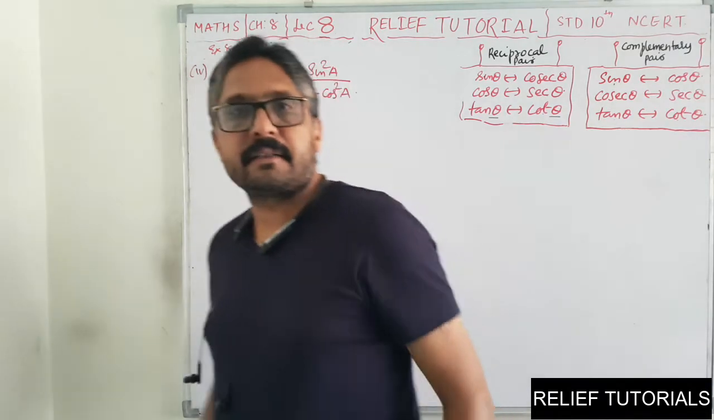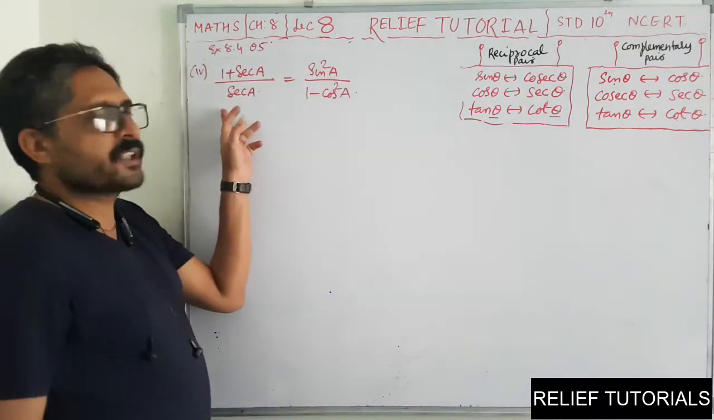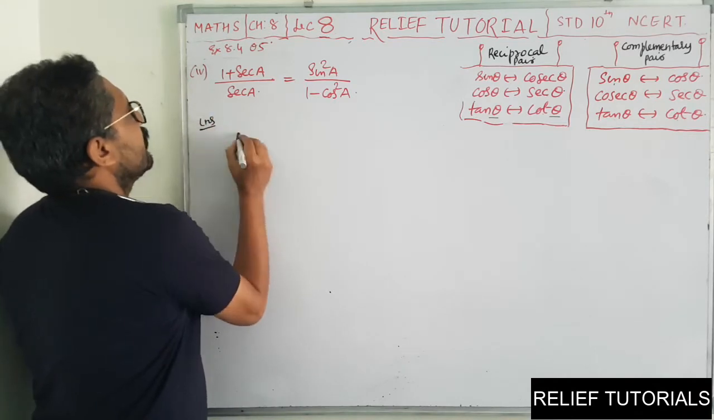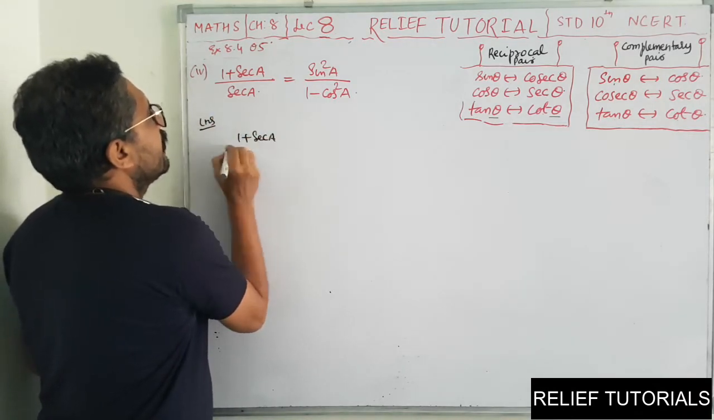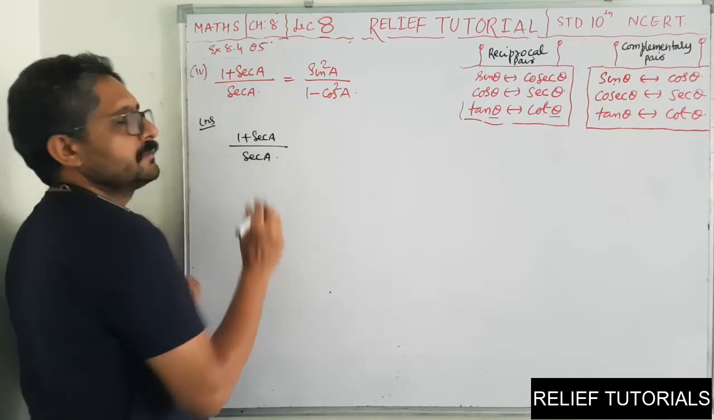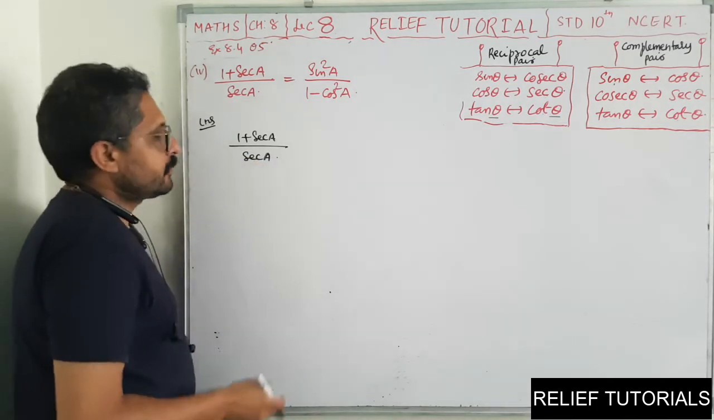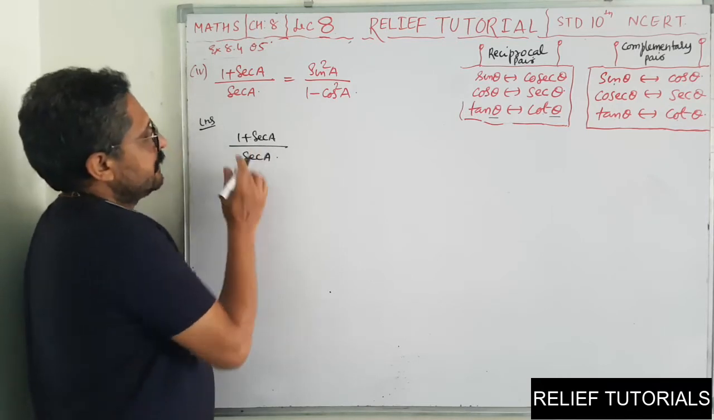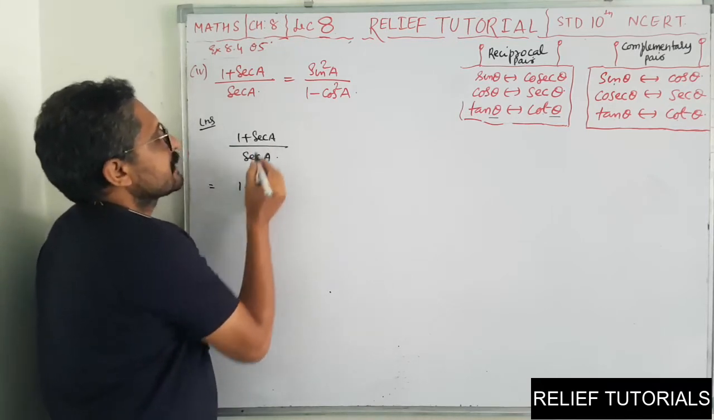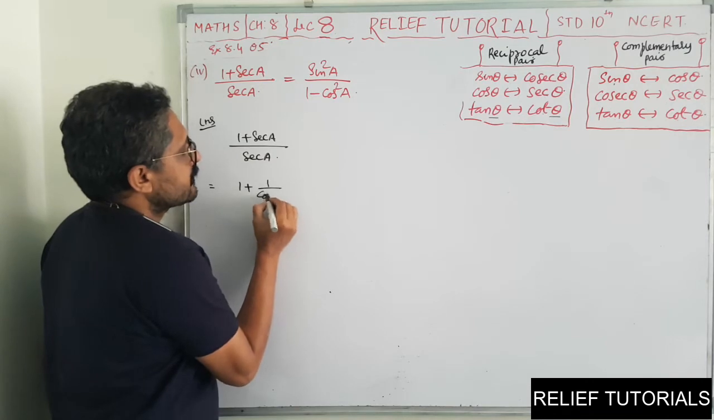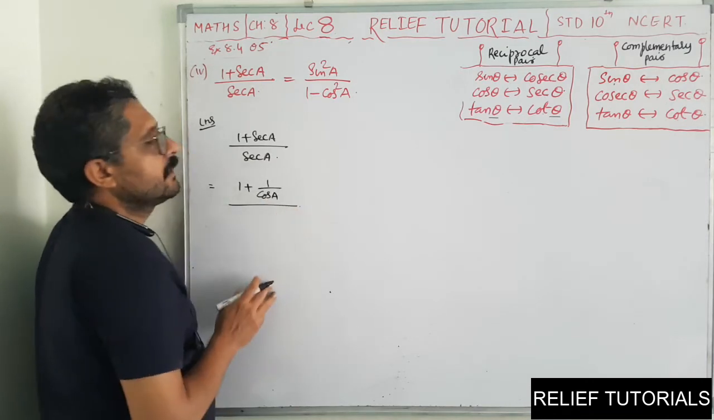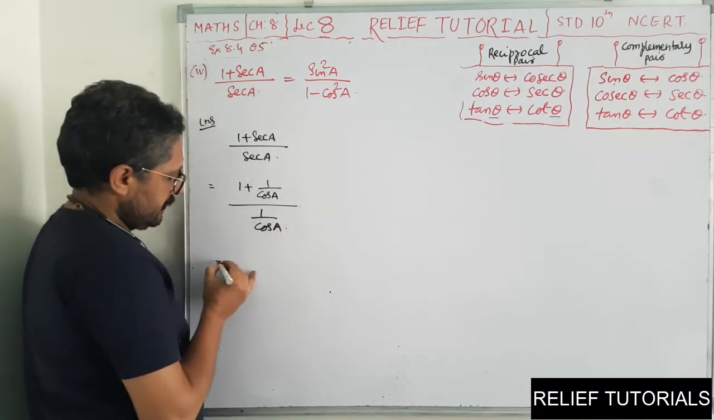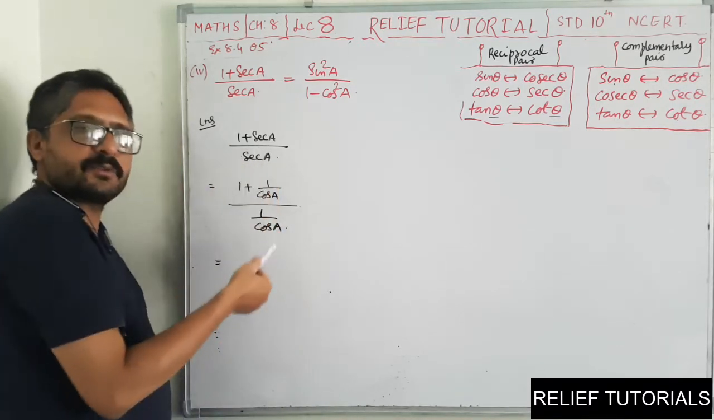See friends, welcome back. Now we are going to discuss the fourth question. First, I will take the LHS: 1 plus secant upon secant. The first rule is that we always try to convert sec into cos. So 1 plus secant, where secant is 1 upon cos. I have converted the ratios into sin and cos.